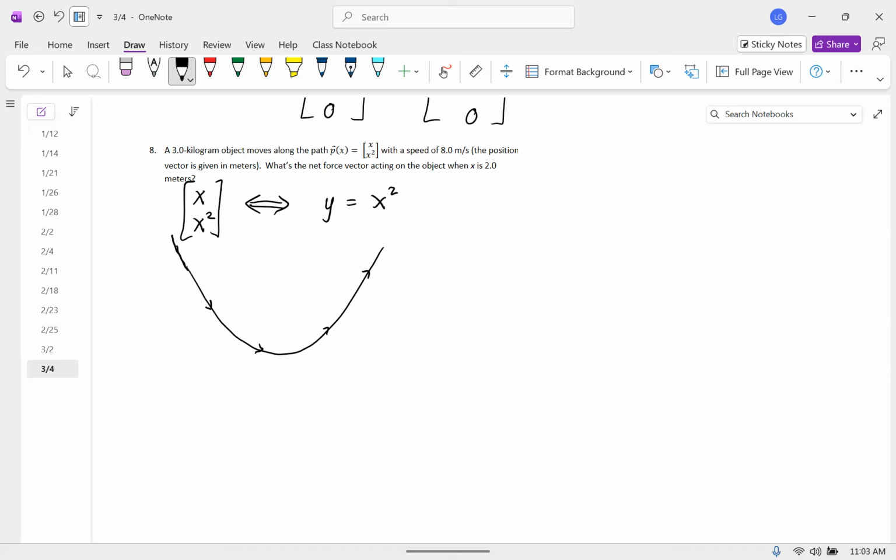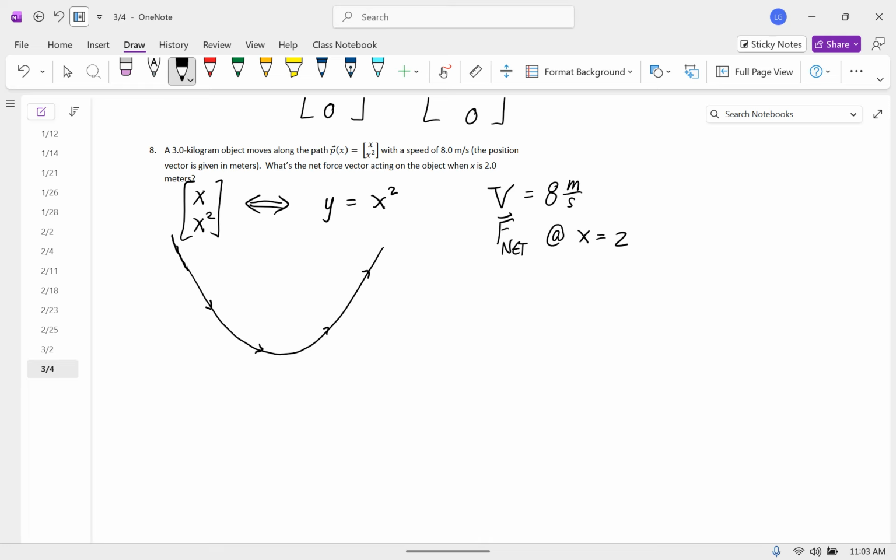And okay, we have P, we have the speed is a constant 8. And what's the net force acting on the object when x is equal to 2? So we want F net at x equals 2. That means that all we need is the acceleration at x equals 2. So if we can simplify our derivative by making substitutions as we go, I guess we'll do that. These sometimes get a little ugly.